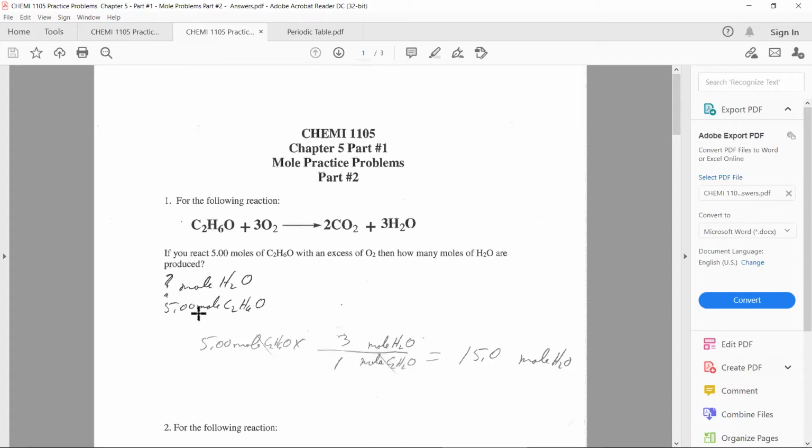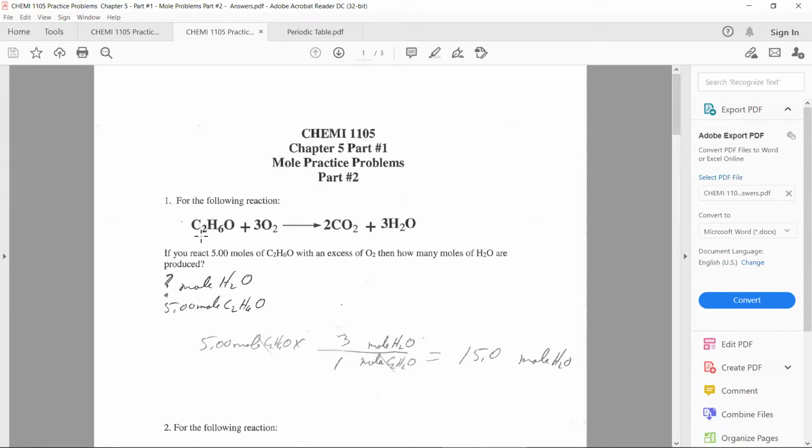We're given moles of C2H6O, ethanol, the stuff they put in gasoline, and don't drink it for the gasoline, but they also put it in things like vodka, Canadian Club, and other good things found in ethanol.